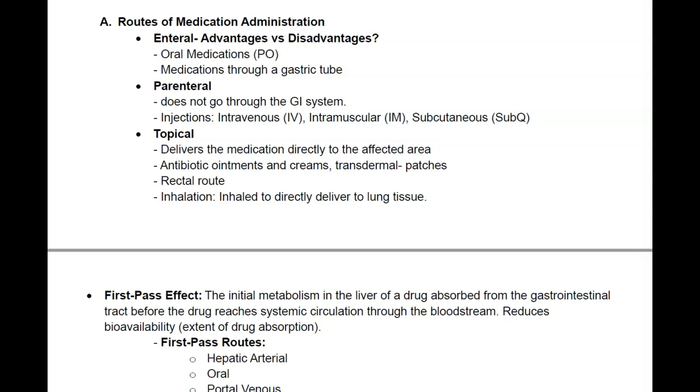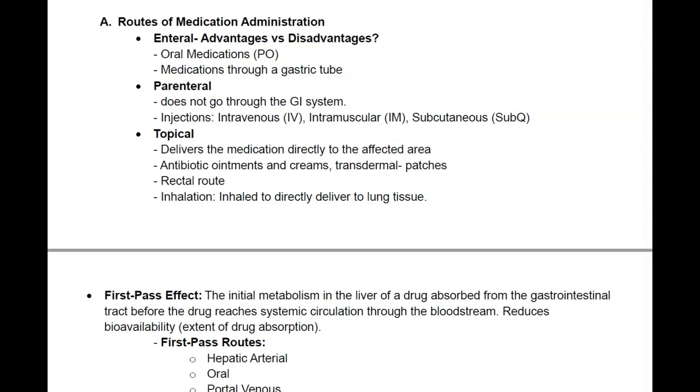So you have the enteral route, which basically involves ingesting. So it's through the digestive system. An example of that is your oral medications or any medication that can go through a gastric tube. So it goes through the digestive system. There are advantages and disadvantages. Well, the advantages for the most part, PO medications are quite tolerable. There's a lesser chance of toxicity unlike other forms.